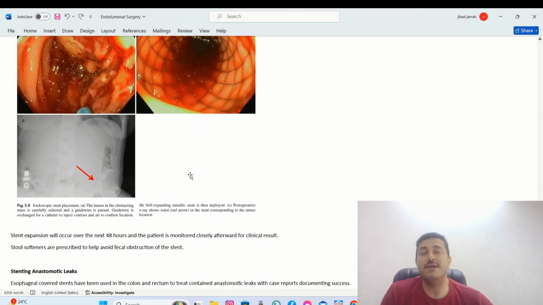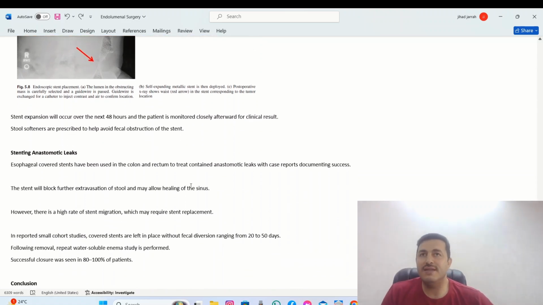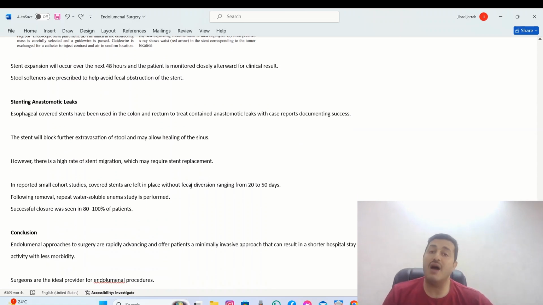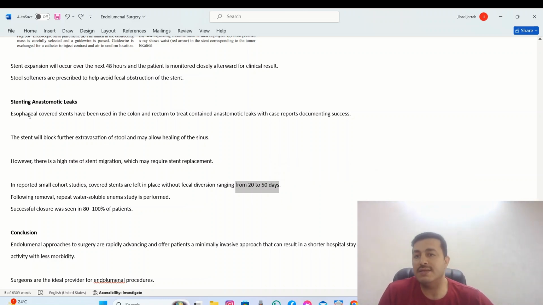Another indication for stent placement, as we discussed in the anastomosis lecture, is anastomotic leak, especially if we are talking about a contained leak or fistula, but in this case we use a covered stent in order to prevent leakage. Of course, the migration here is higher, but even if migration happened after 20 or up to 50 days, the leak or fistula may be controlled or become appropriate for surgery, and the success rate of treating a contained anastomotic leak or fistula with stenting is between 80 and 100%.